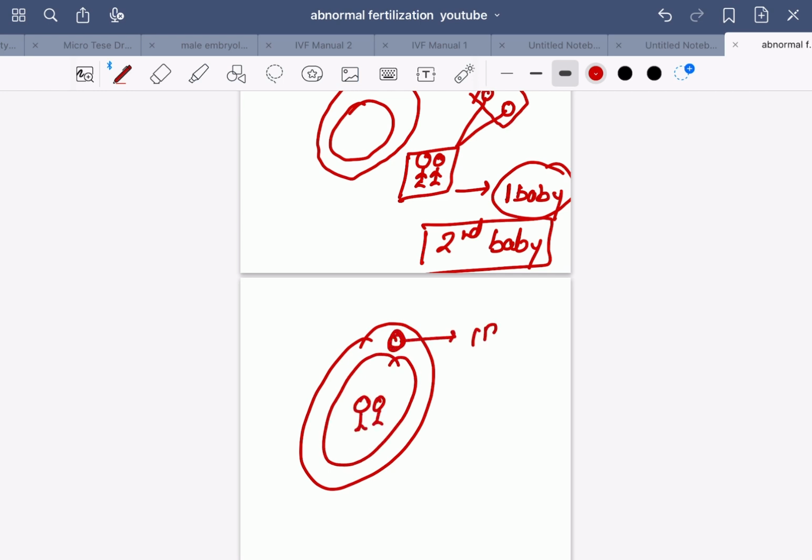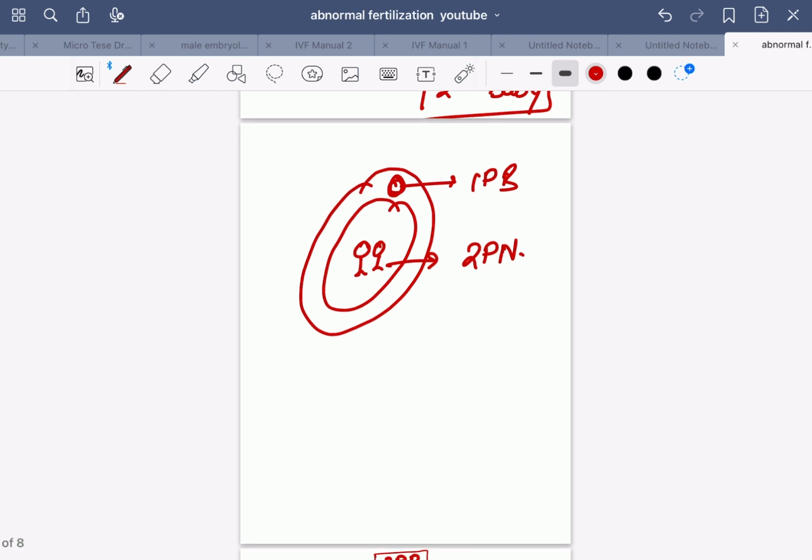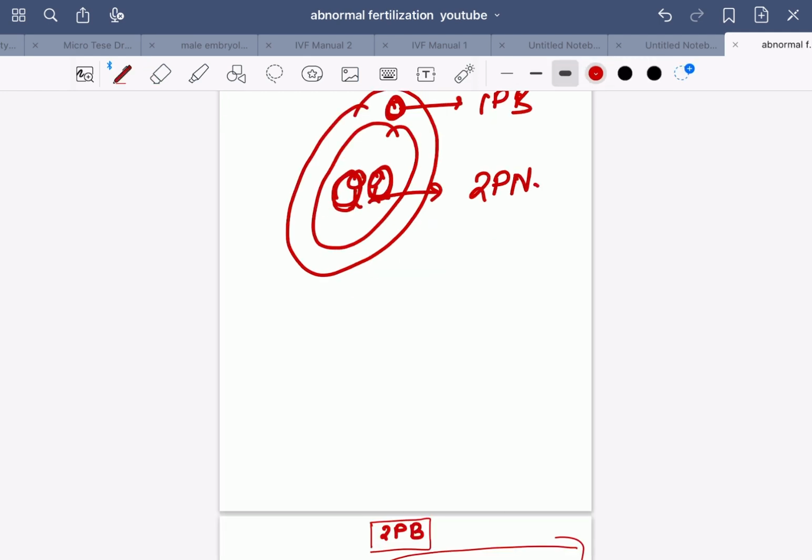That means one polar body and two PN. What this means is the fertilized egg failed to extrude the second polar body, meaning that the maternal chromosomes remain inside the oocyte. This leads to abnormal chromosome retention, which may affect embryo development, and this is more commonly observed in ICSI. This can lead to chromosomal abnormality and reduce implantation rate.